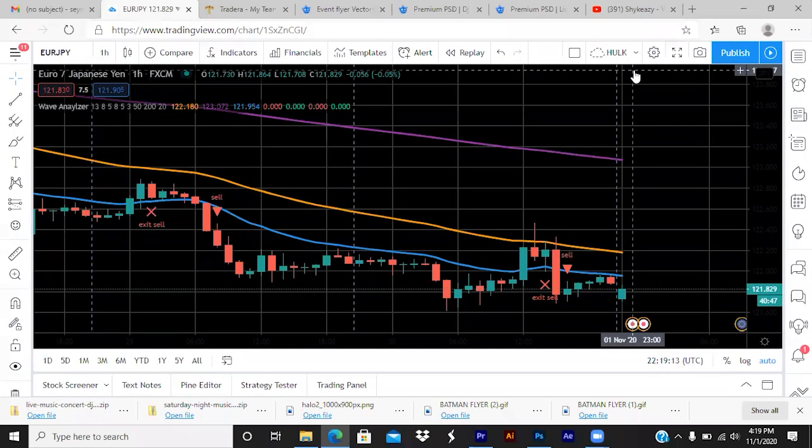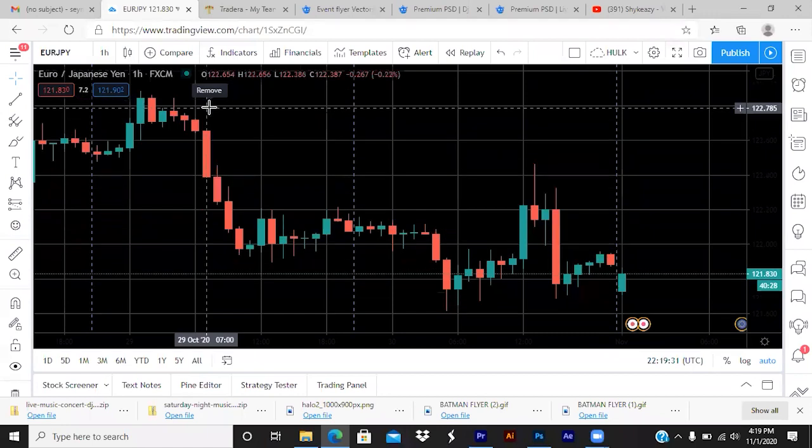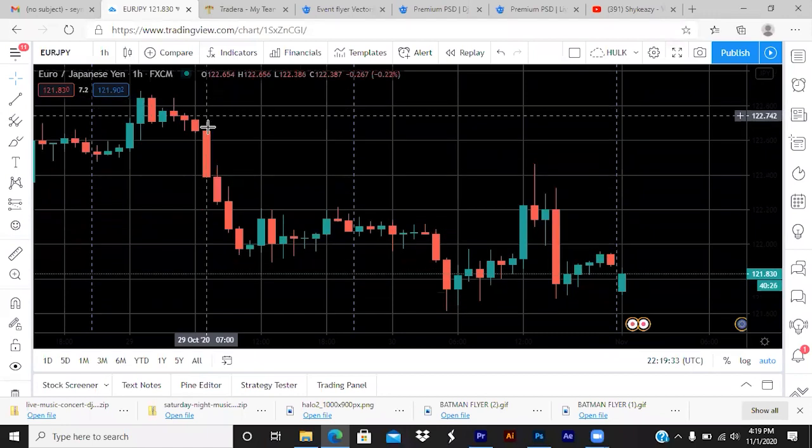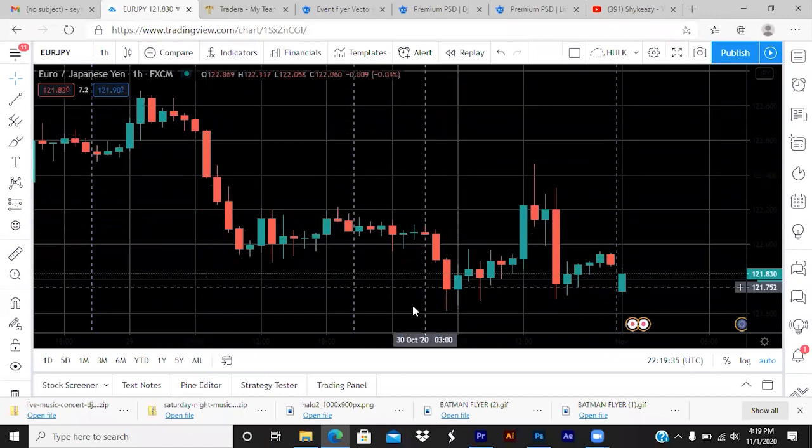Now, the moment y'all have been waiting for: the strategy that allows you to try to trade counter trend and breakouts, and also with the trend. So first things first, we're going to delete the wave analyzer so I can set this up with you guys.